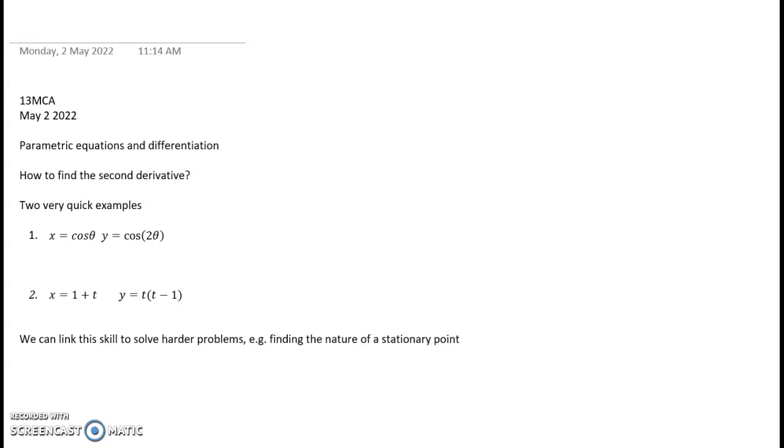When you get to harder problems and exam questions, you'll need to use that skill to do all of the usual kind of second derivative stuff. For example, if you need to check the nature of a stationary point, then you need to look at the second derivative. Okay, so let's have a look at these two here. The first one is a trig example. So x is equal to cos theta and y is equal to cos of 2 theta.